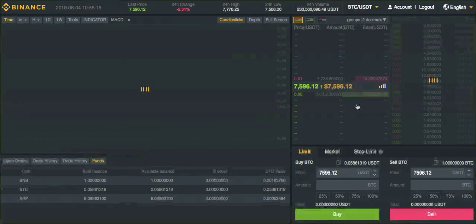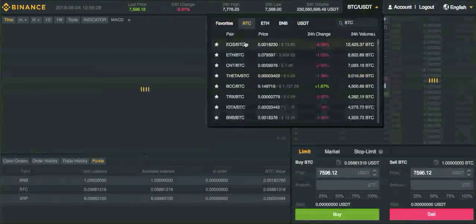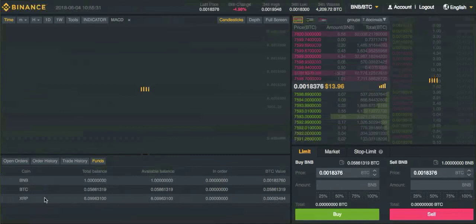For instance, Theta has gone a bit up, looks promising. You can increase the number of decimals that you want to use. Let me go back to BTC. It's much better, I guess. Yeah, that's it. So here you will see the balances that you have.